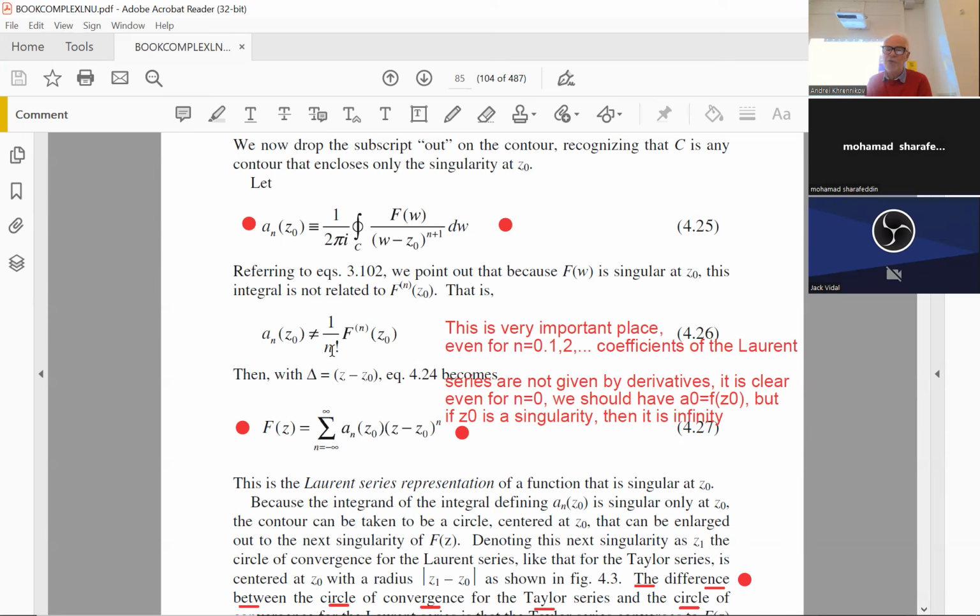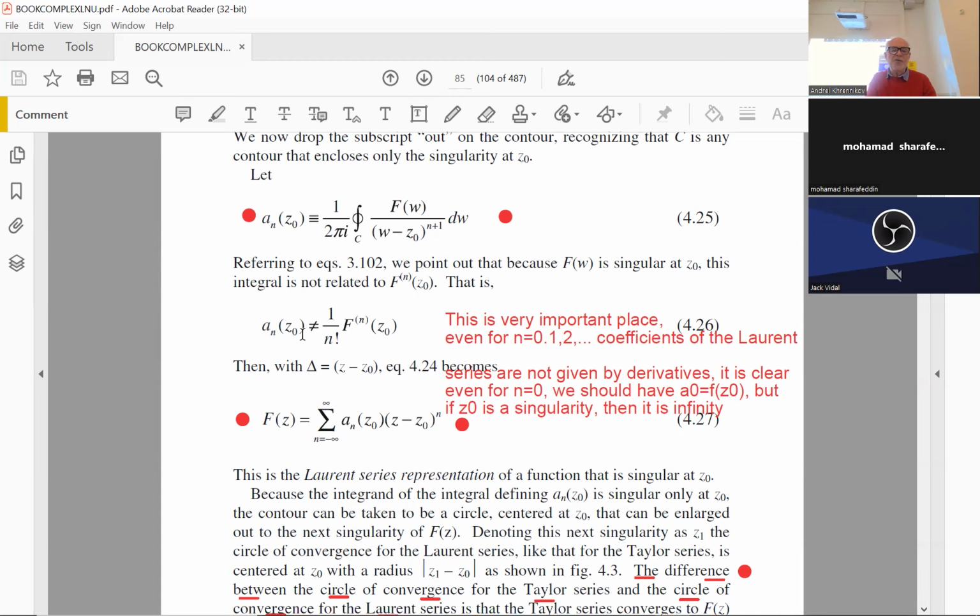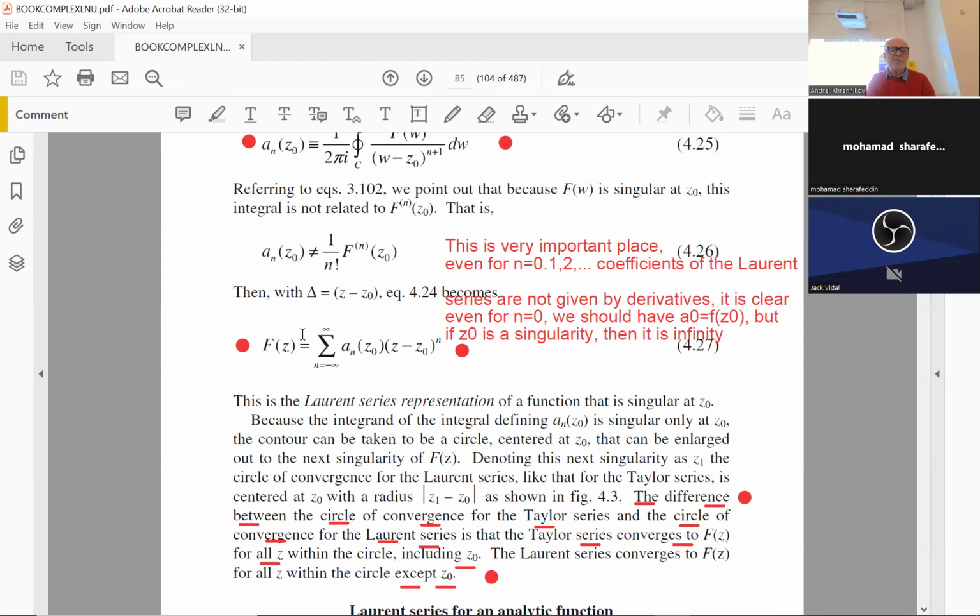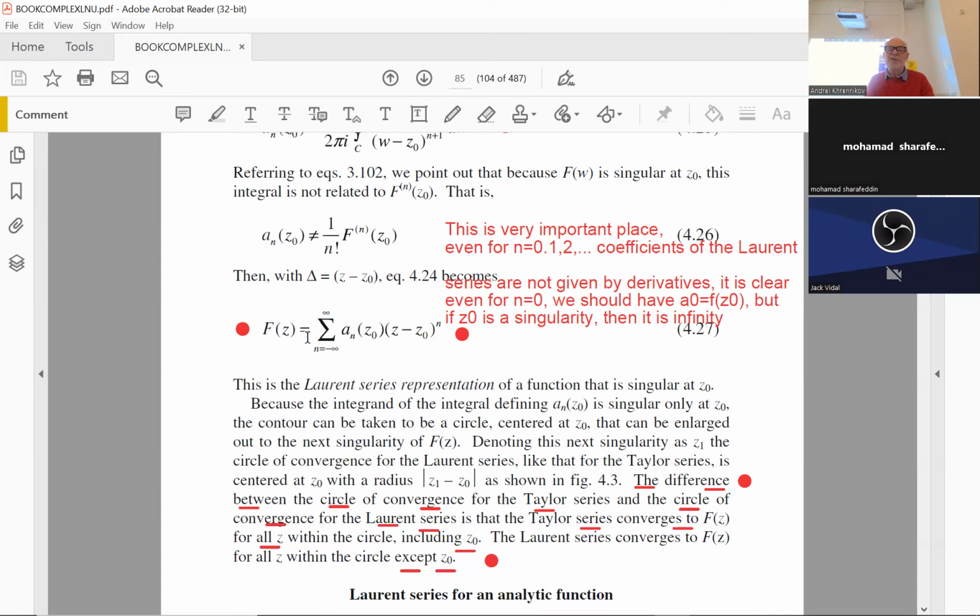So even for positive n, these coefficients of Laurent series are given only by these integrals. They are not given by derivatives. So even for n equals 2 and so on. This is the final formula for Laurent series. The only difference from Taylor is that n goes from minus infinity to infinity.